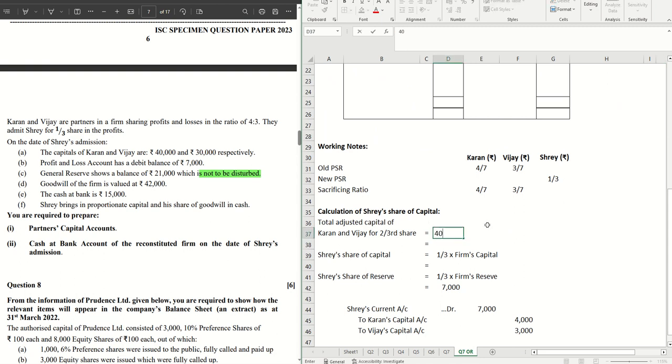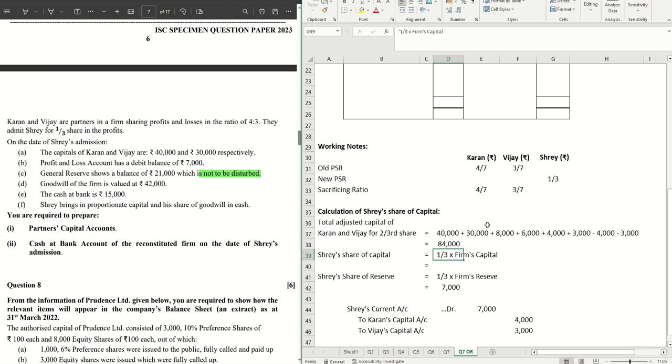That will be 40,000 plus 30,000. Then you have 8,000 plus 6,000. And then you have 4,000 plus, well, let's do the plus first, plus 3,000. Then you have minus 4,000 and minus 3,000 for P&L debit balance. So you're getting 48,000 plus 36,000, which is coming to 84,000.